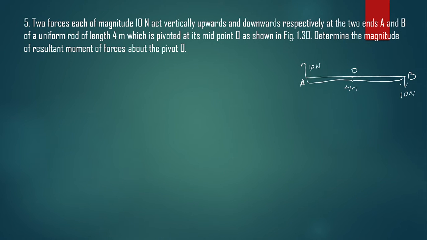Okay, fifth numerical. So two forces, each of magnitude 10 Newton. So two forces of equal magnitude. One is of 10 Newton, the other one is also of 10 Newton. One is vertically upwards, other one is downwards. Okay, so there are two equal and opposite forces.